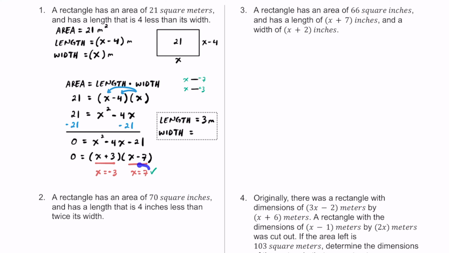And then if we go ahead and take this 7 and plug it into the width expression, that's just going to be 7 meters.